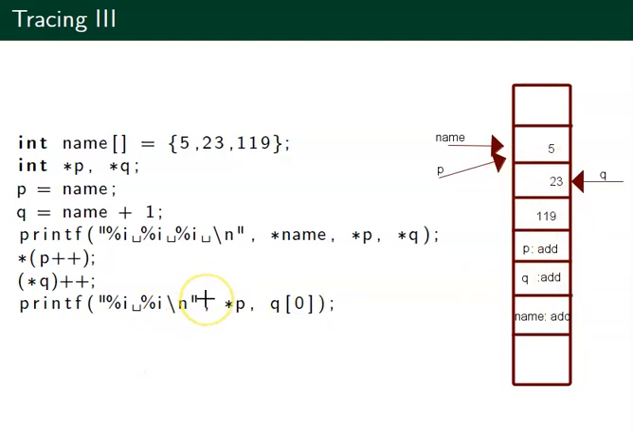Now, if you do the print at this point, you are printing an integer followed by a space, followed by an integer, followed by a space, followed by an integer, space, and then a new line. What are the three integers that you print? The first integer that you print is asterisk name. Name is a pointer. Asterisk name means you dereference the pointer, so you go to the pointer and check what it is pointing to. What's the value? 5. Asterisk p, what is it? Also 5. Asterisk q, what is it? 23. So now we have the first print.